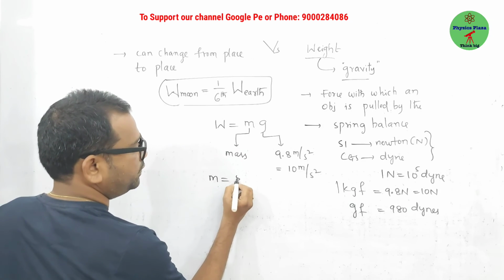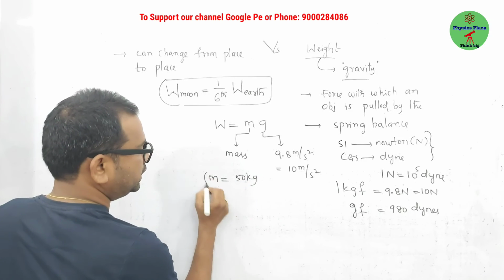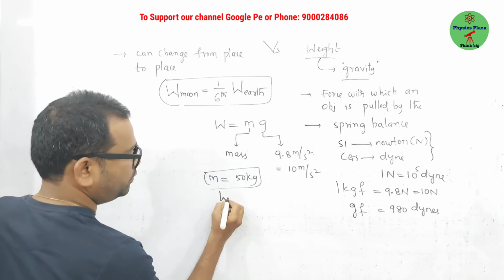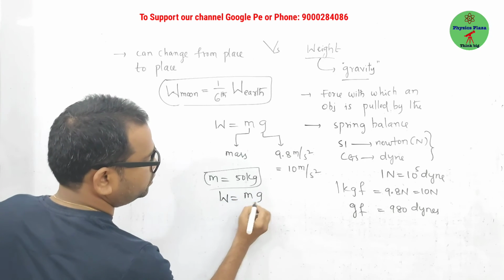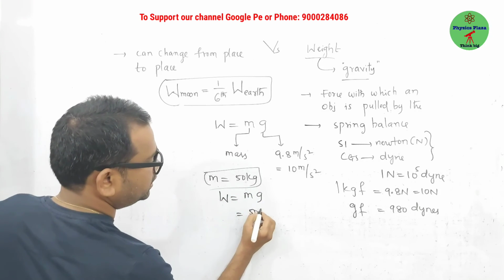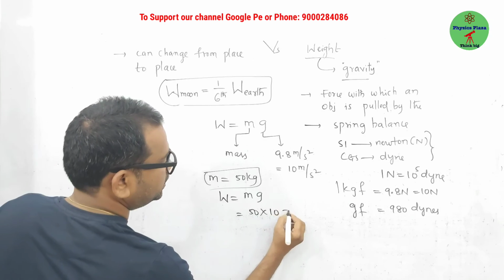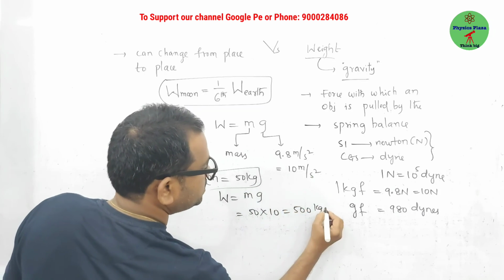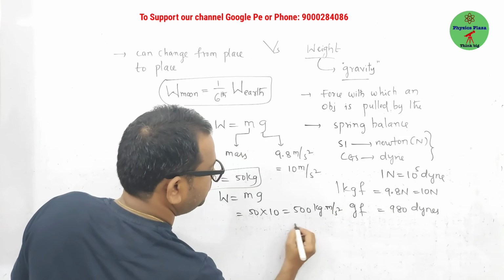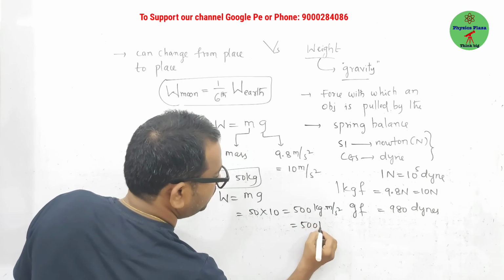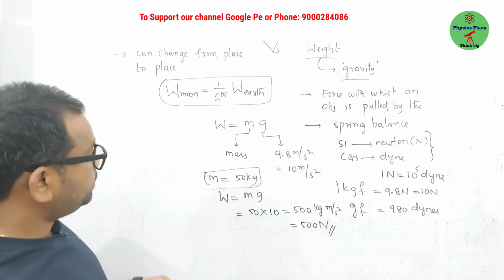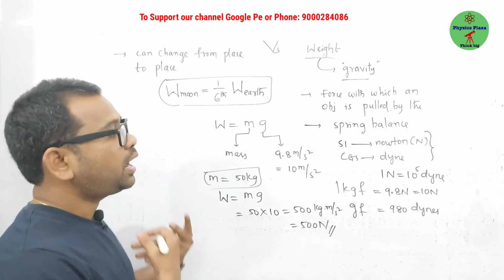For example, if you want to calculate the weight of a mass equal to 50 kg, in the exam they may ask the question, what is the weight? So W is equal to m into g, we know this formula, right? m is equal to 50, g value is 10. This will be 500. Mass is in kg, g is in meter per second square. Simply you can write 500 newtons. This is how we can calculate. So this is the story about mass and weight.